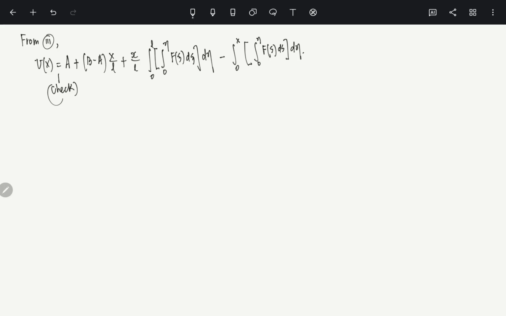Okay, now once you have this capital U, one deduces the following.